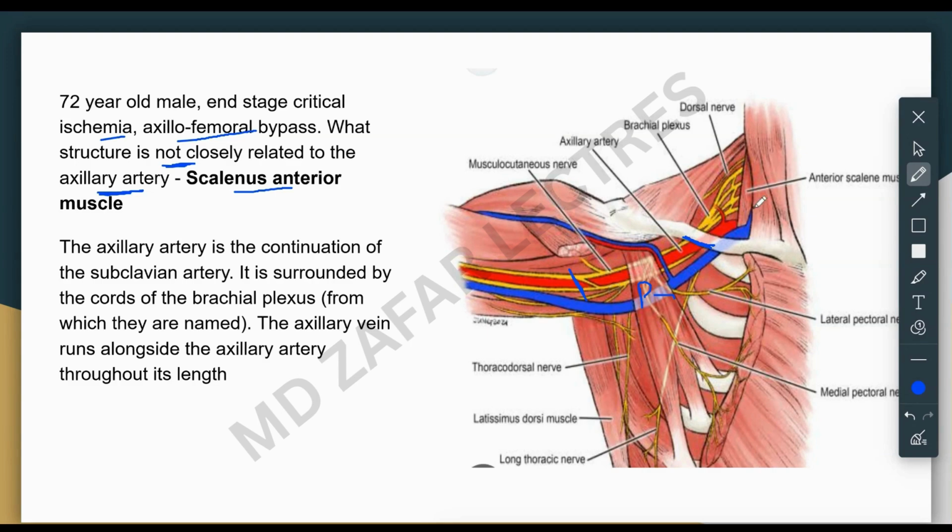However, scalenus anterior is related to the subclavian artery, so it is present at a very far distance. So these are the structures which are related. However, anterior scalene is quite distant. The axillary artery is a continuation of the subclavian. It is surrounded by the cords of the brachial plexus, and so is the axillary vein. It lies along the path of the axillary artery.